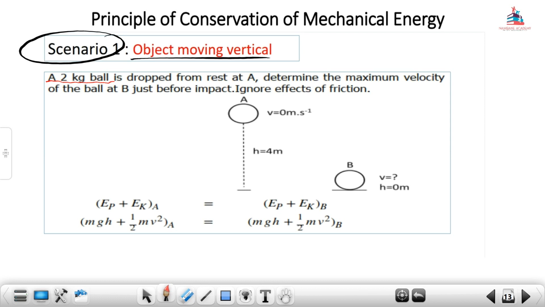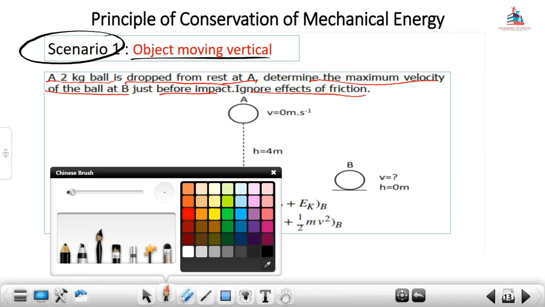A ball of 2 kg is dropped from rest at point A. Determine the maximum velocity of the ball at point B just before impact, and ignore the effects of friction. Very, very key. Ignore, let me get a highlighter for this.